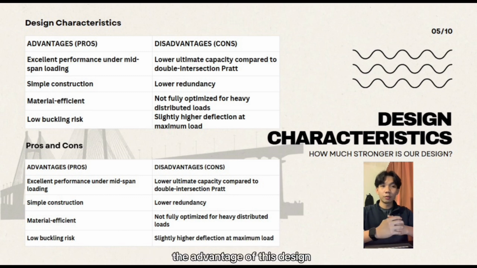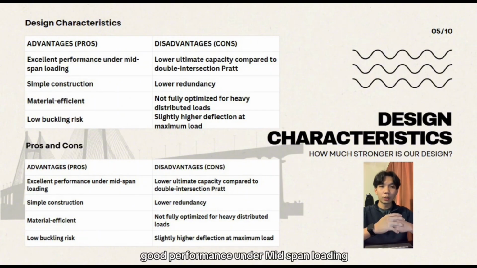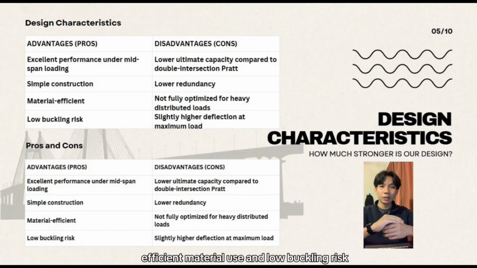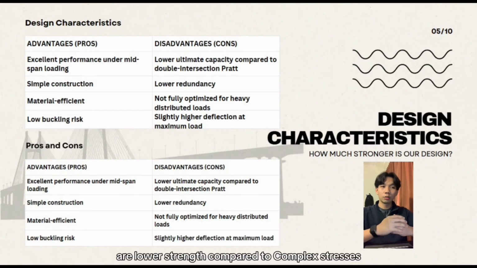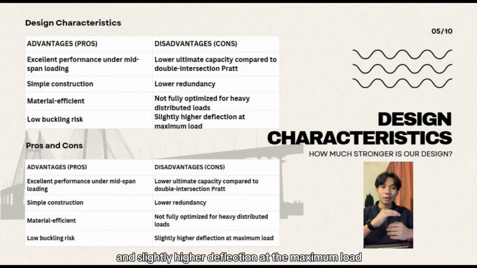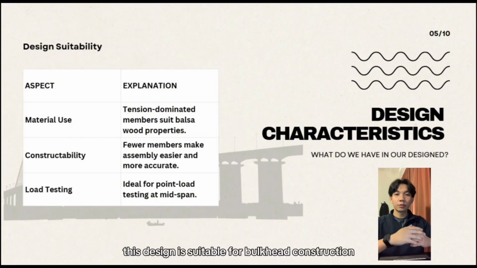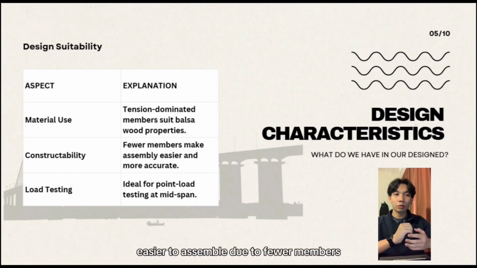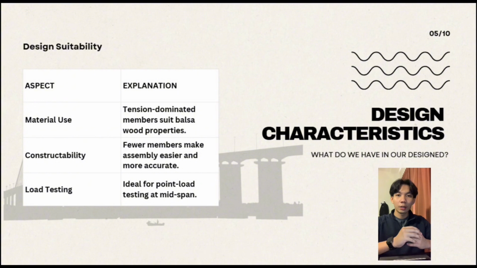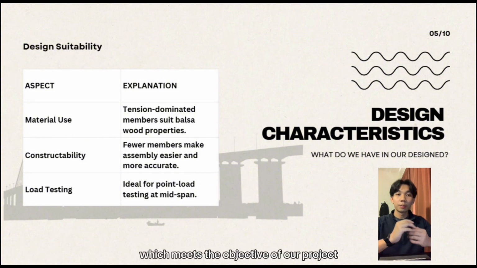The advantages of this design include simple construction, good performance under mid-span loading, efficient material use, and low buckling risk. However, the disadvantages are lower strength compared to complex trusses, lower redundancy, and slightly higher deflection at the maximum load. Overall, this design is suitable for balsa wood construction, and it is easier to assemble due to fewer members, and also ideal for mid-span load testing, which meets the objective of our project.